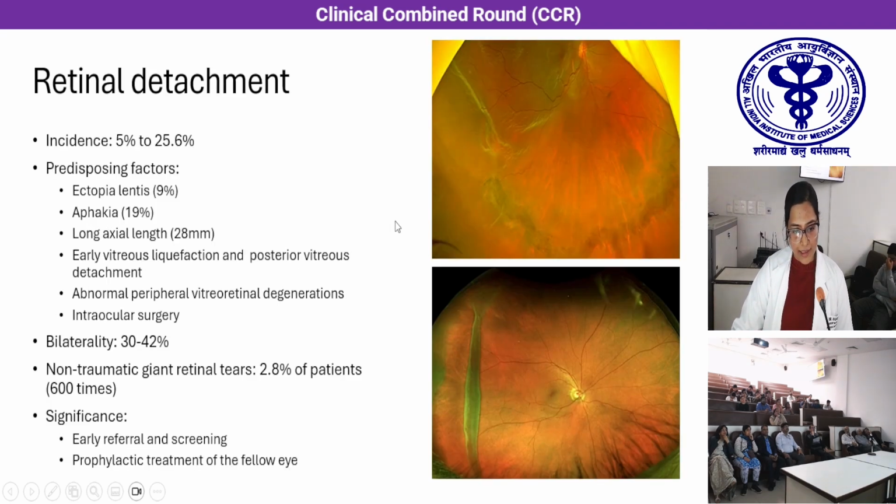The incidence of retinal detachment in Marfan syndrome is 5 to 25%, which is much more than the normal population. And the predisposing factors include ectopia lentis, aphakia, long axial length, early vitreous liquefaction and posterior vitreous detachment, abnormal peripheral vitreoretinal degenerations, and intraocular surgery. It is bilateral in 30 to 40% cases, and these patients are usually predisposed to giant retinal tears, which is 600 times the normal population. So the significance of these findings is that early referral and screening is important in these patients for the prophylactic treatment of the fellow eye.